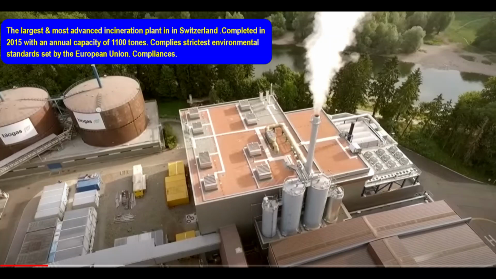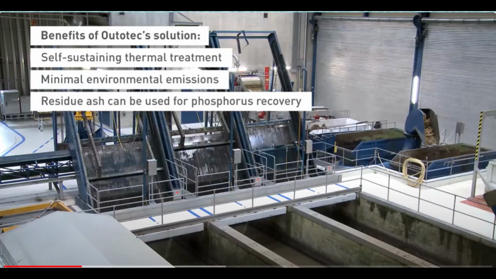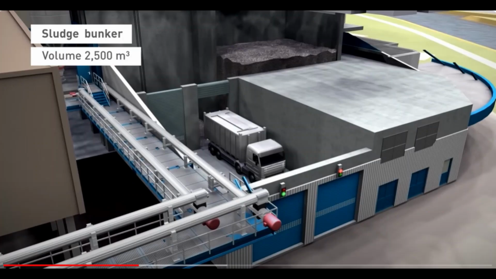This is the largest and most advanced incineration plant in Switzerland, completed in 2015 with an annual capacity of 1,100 tons. It complies with the strictest environmental standards set by the European Union. Benefits of Autotech's solution are self-sustaining thermal treatment, minimal environmental emissions, and residue ash that can be used for phosphorus recovery. This is the view of the sludge bunker of the incineration plant, with a volume capacity of 2,500 cubic meters.